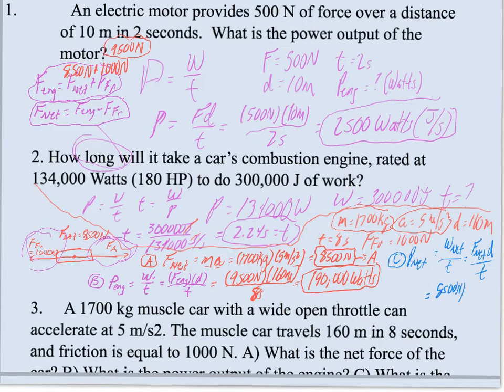8,500 times the distance. The distance is still 160 meters. That's not changing. And the time is still 8 seconds. So what's the power output net? Well, what's 8,500 times 160 divided by 8? That's 170,000 watts. And there's your answer for C.